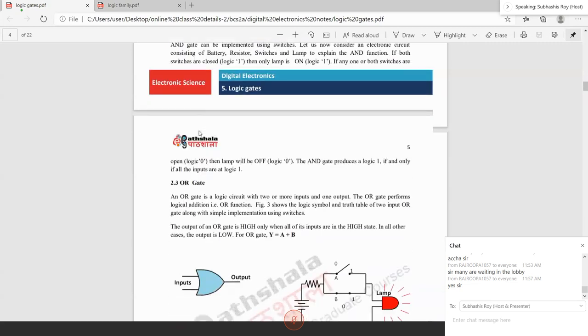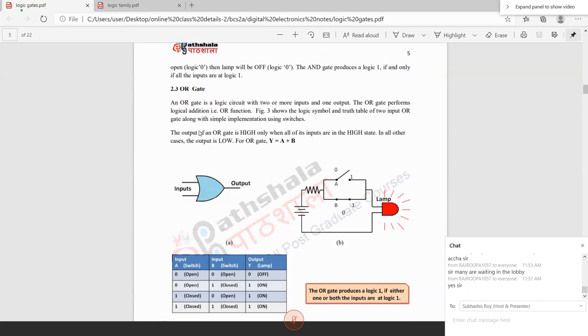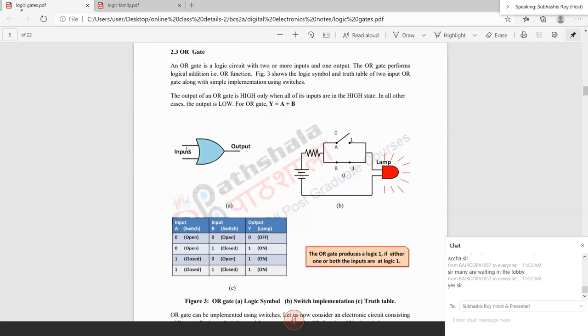Similar to that, the OR gate. So what is actually the OR gate? In the OR gate, only when both inputs are 0 do you get 0. And if any one of the inputs is 1, then you get 1. Meaning you get output when any of the inputs is 1.